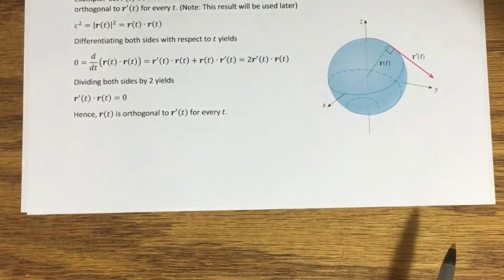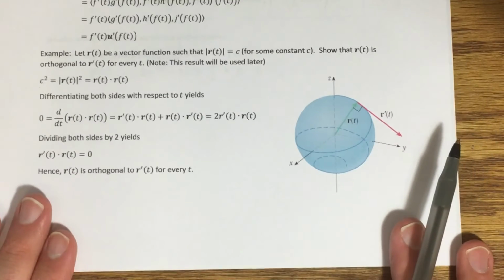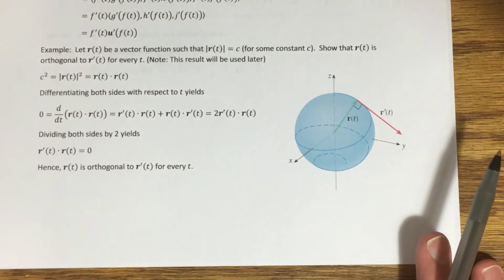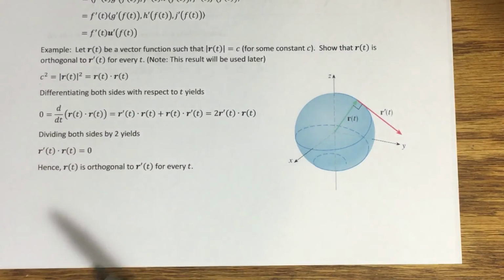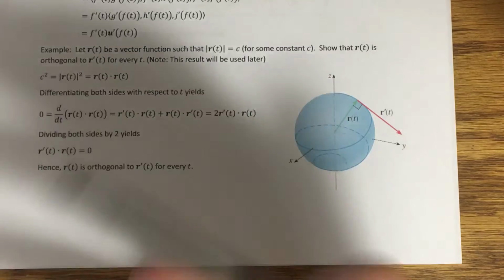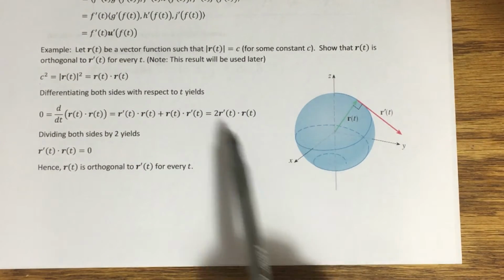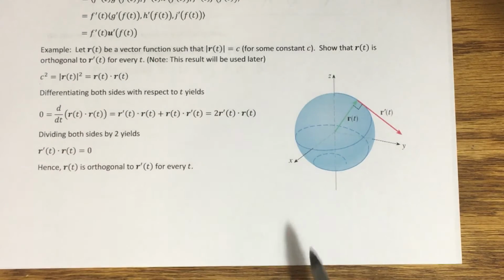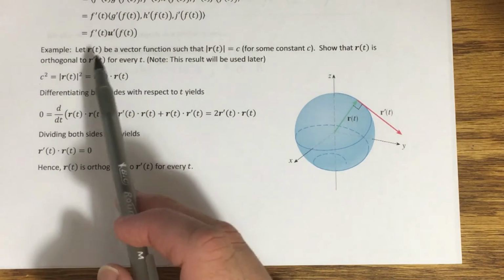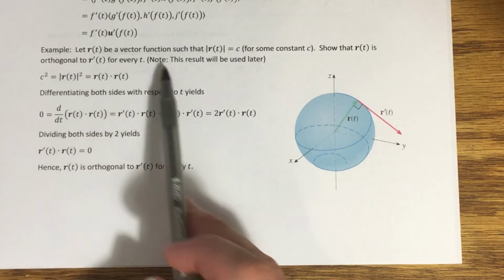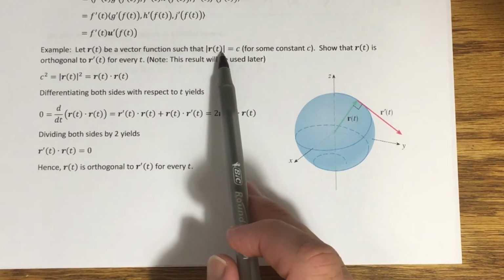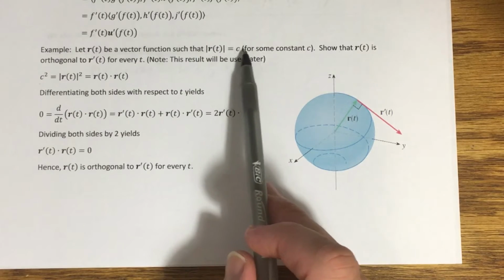Okay? This next example right here is one that appears in your book, but it's a really, really important example because the result of this is going to be used in the next section for defining some important concepts there. So don't forget this specific result. I could even call it a theorem instead of just an example. But let's look at what it says. So let R of t be a vector function such that the magnitude of R of t equals c, where c is understood to be a constant.